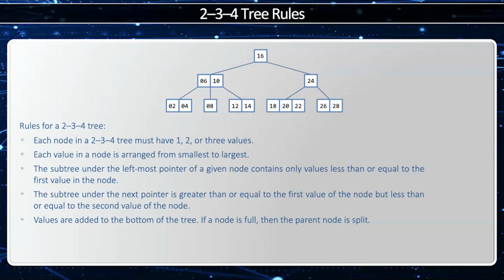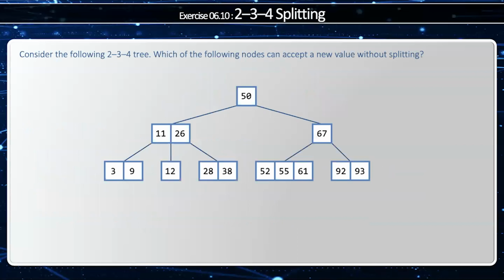And finally, values are added to the bottom of the tree. When a node is full, then the parent node is split. And we'll see how that works in a second. Okay, so let's take a look at some splitting.